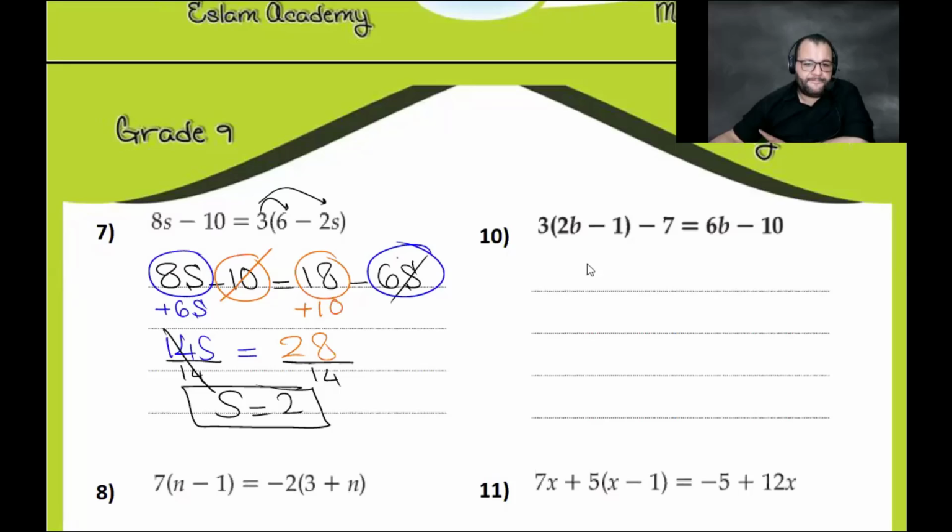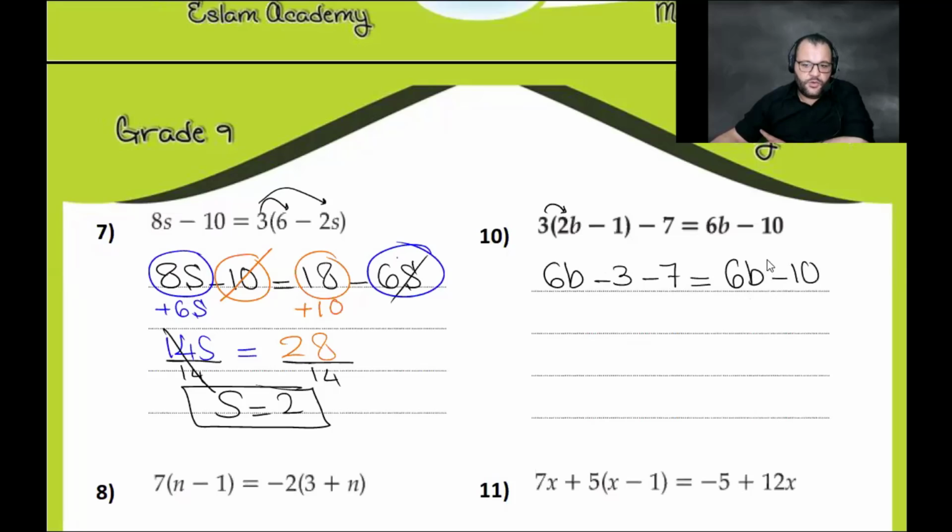So 3 times 2b minus 3 minus 7 equals 6b minus 10.